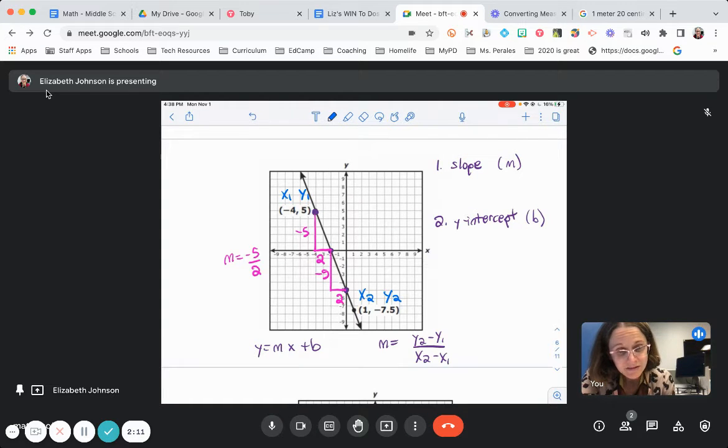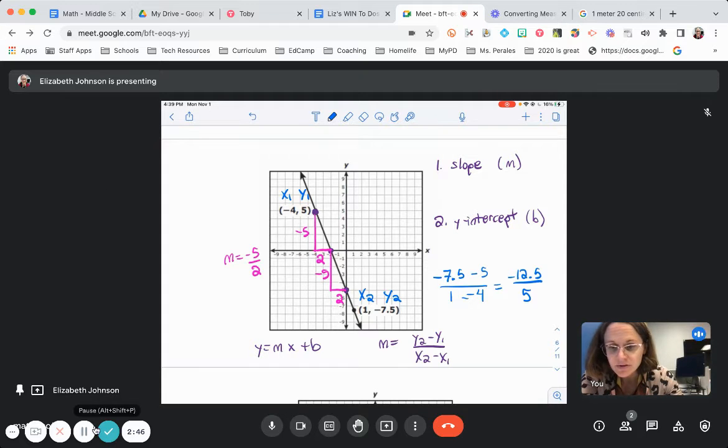Now, if I apply this formula correctly, I should get -5 over 2 again. Let's try it out. So Y2 is -7.5 and y1 is 5. That's y2 minus y1. x2 is 1, and x1 is -4. So I have 1 minus -4. Now you could just go ahead and type that in your calculator. I'm just going to do a little simple arithmetic here. And I can see that that's -12.5 over 5.